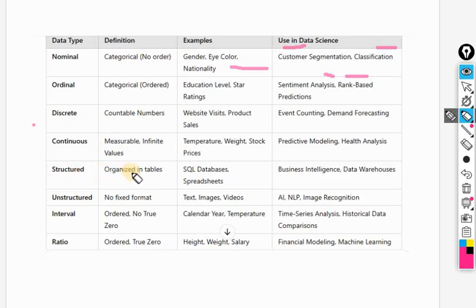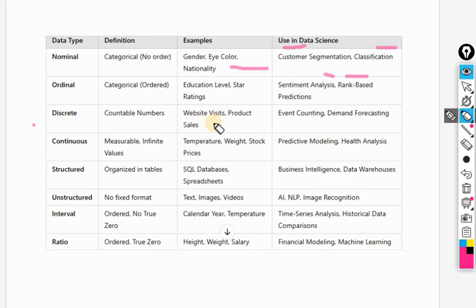Structured means it will be in table format. Unstructured means there is no fixed format, like image and speech. Interval means it will have an order, but there is no true zero. Ratio also has an order, but there exists a true zero. For interval, remember temperature and calendar year. For ratio, examples are weight, height, salaries. Unstructured examples are text and images. Structured data examples are SQL databases and spreadsheets. Continuous data examples are temperatures and stock prices. For discrete, it's website visits and product sales.